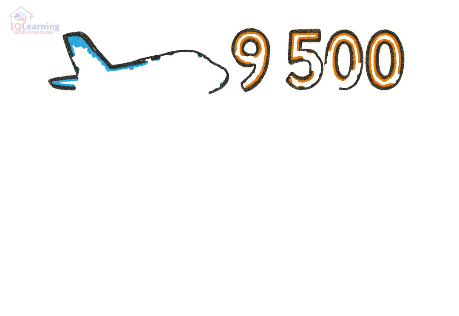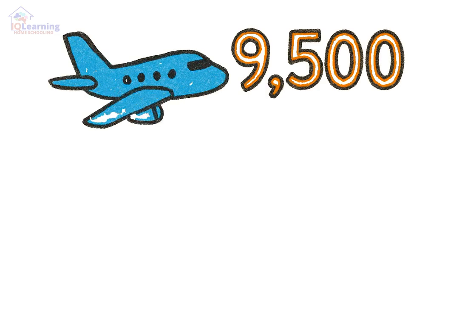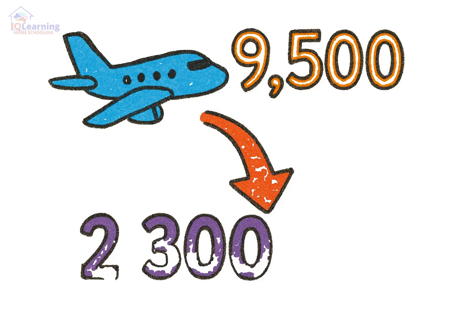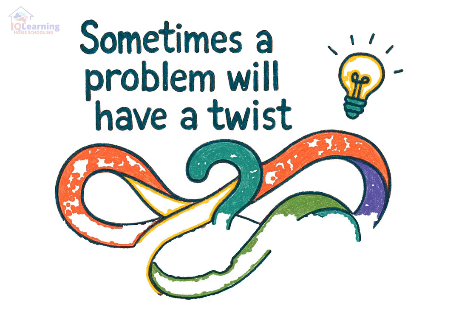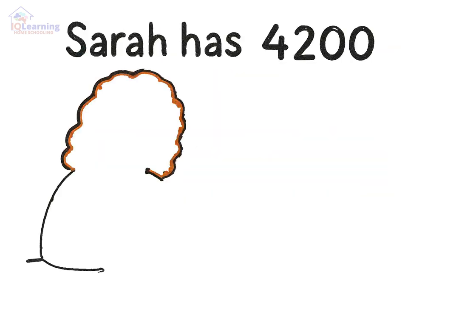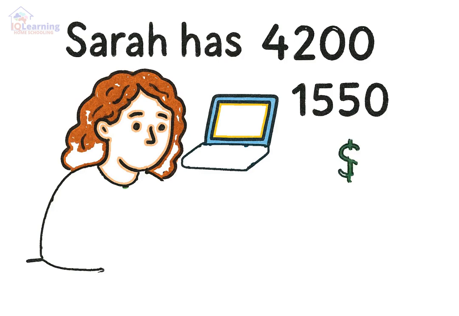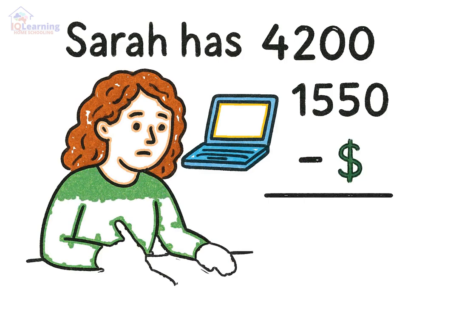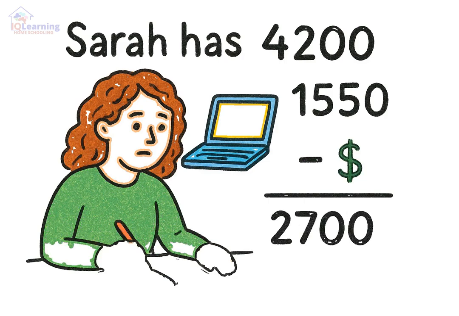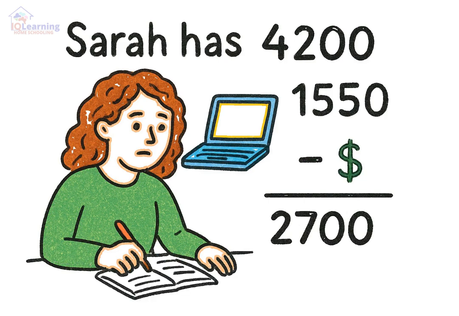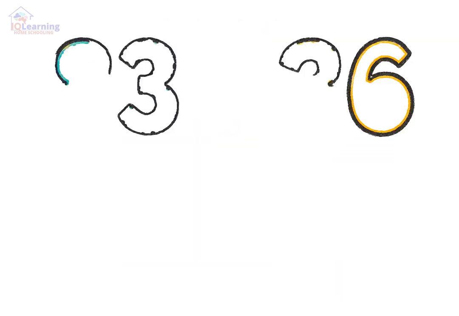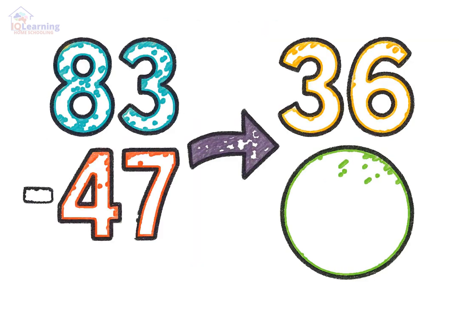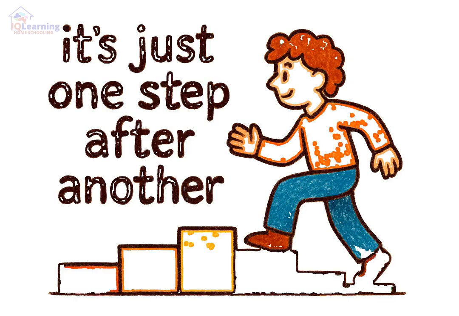A plane flying at 9,500 feet goes down or descends by 2,300 feet. Goes down means subtract. Sometimes a problem will have a twist. Sarah has $4,200, spends $1,550 on a laptop, and then asks you to round the remaining balance. First, you have to find what's left. That's subtraction. Then you follow the second instruction and round the answer. It's just one step after another.